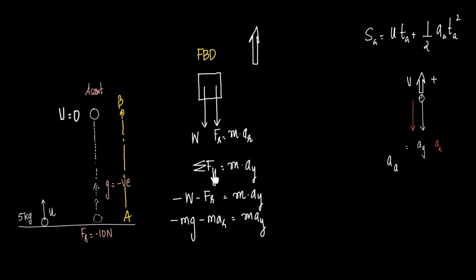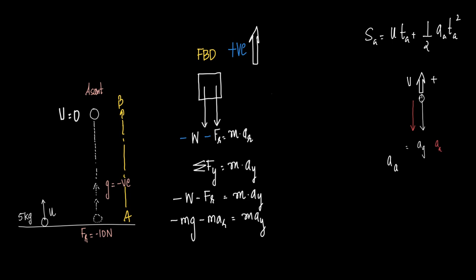We say that sigma Fy is equal to m into ay. Now, what is sigma Fy? The sum of the forces acting in the y direction. How many forces are there? There are two forces, W and Fr. How do we take the sign convention? We always assume all the forces in the direction of motion to be positive. Since the object is moving upwards, the upward direction is positive, and therefore all other forces acting downwards would be taken as negative. So sigma Fy would be minus W minus Fr, which is equal to m into ay.